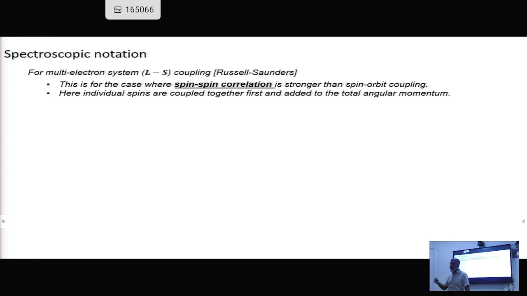Oh, you're talking about, okay. But when you have very heavy elements, the angular momentum is going to be very high, and they are going to interact much more strongly with the spin than in the lighter elements.